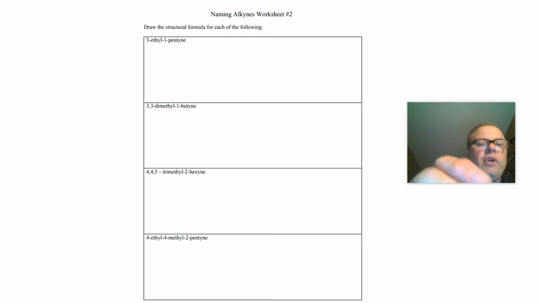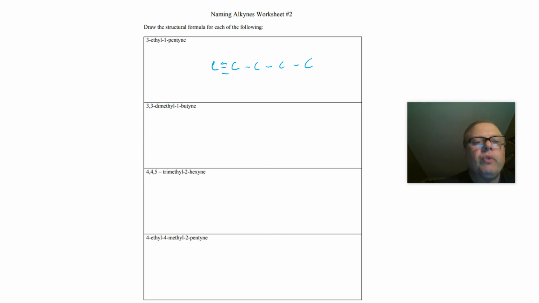Here, same idea. So it's 1-pentyne, 1, 2, 3, 4, 5 pent, 1-pentyne, tripling it up there. 3-ethyl, 1, 2, 3, 1, 2, like there, and that's all we need to do. Okay, that's how it goes. I think you'll be all right with this.